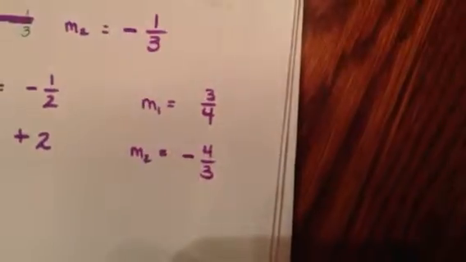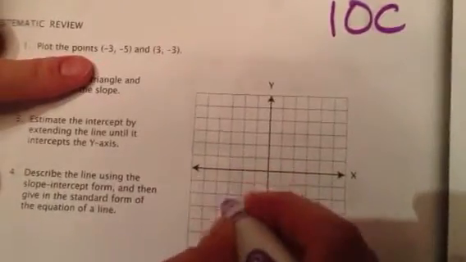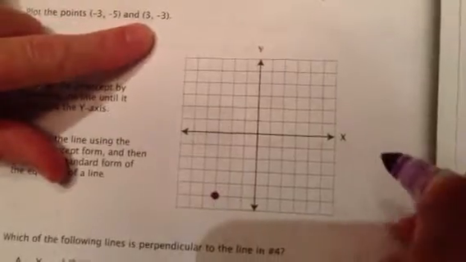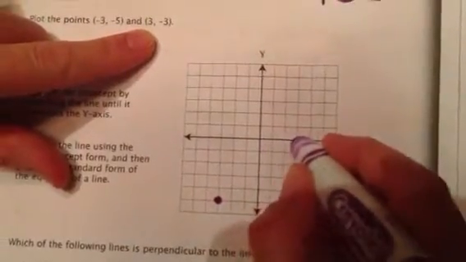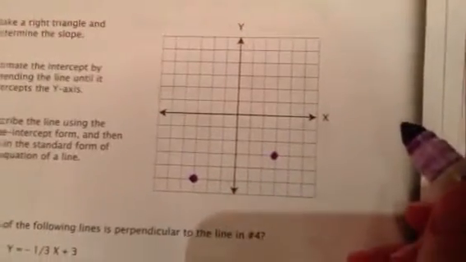Okay, so keeping that in mind, this is 10C. Let me write this right here. And let's look at this one together real quick. This says plot these points, -3, -5. So I'm going to go over 3, 1, 2, 3, and down 5, 1, 2, 3, 4, 5. There's that point. And we've got a +3, 1, 2, 3, -3, 1, 2, 3. Okay, so that's number 1.